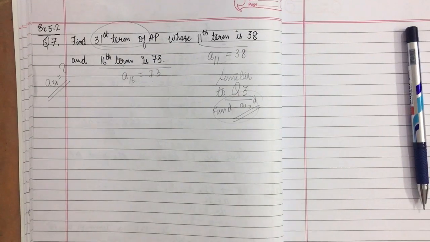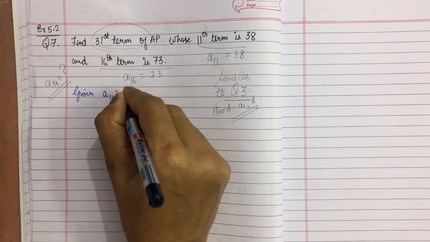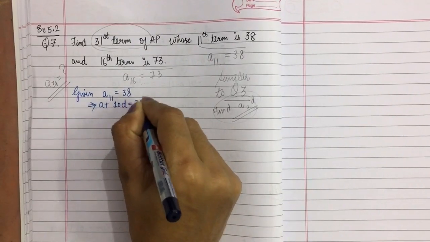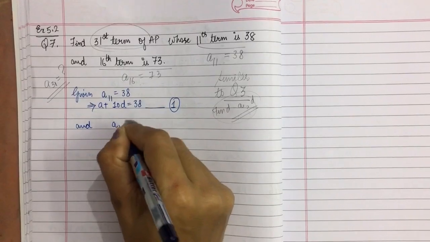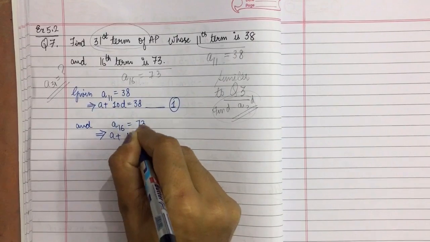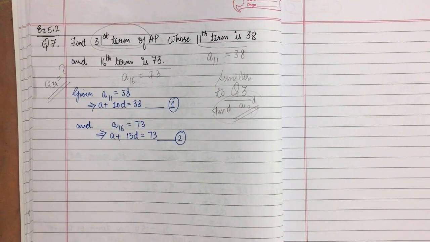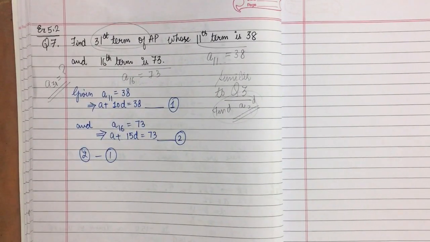So let's make equations. We have been given that A11 is 38. This means A plus 10D is 38. Let's number this as 1. And we have been given that A16 is 73. This means A plus 15D is 73. Numbering this as 2. Now we will be solving equation number 1 and equation number 2 and find out the values of A and D. So I'm going to subtract using elimination to find out A and D.